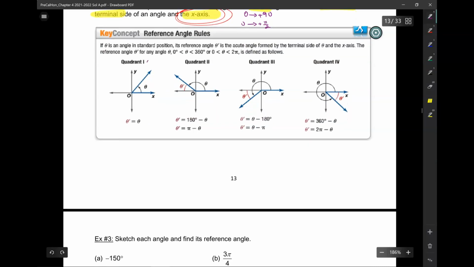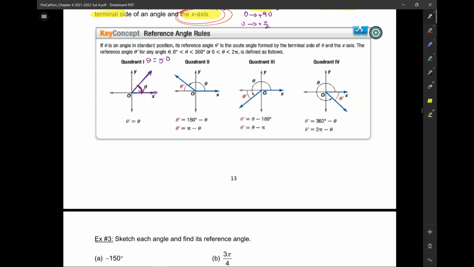So here we go. Suppose you have an angle of, I don't know, 50 degrees. You draw a 50-degree angle. It's right here. It lies in quadrant 1, right? If it lies in quadrant 1, it's its own reference angle, so we don't have to worry too much about it. But basically, it's the distance from the terminal side to the x-axis.